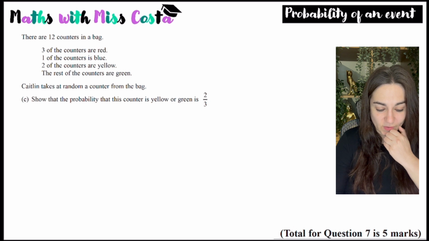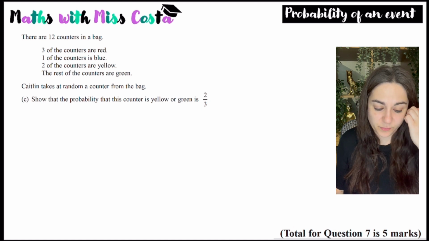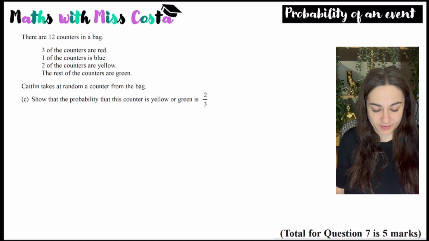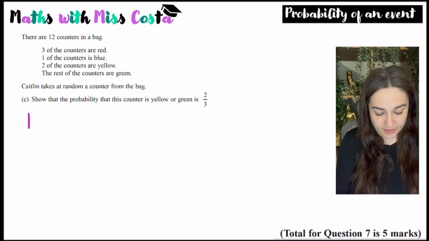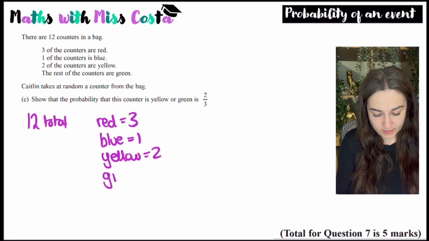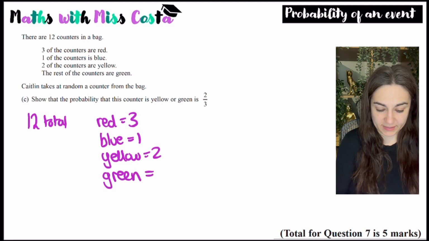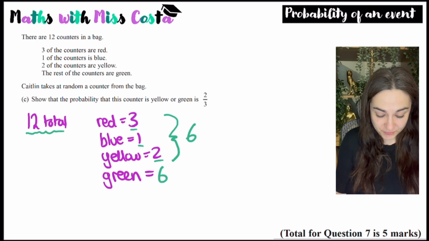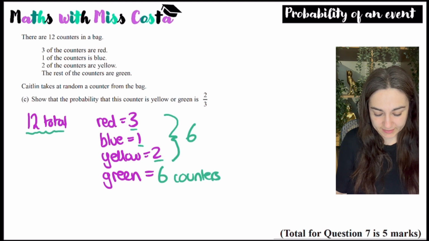Okay, now we are told that there are 12 counters in a bag. 3 of the counters are red, 1 of the counters is blue, 2 of the counters are yellow, and the rest of the counters are green. So I know that there are 12 in total. I know that there are 3 red, 1 blue, 2 yellow, and therefore I can figure out how many green there must be. So if there are 12 in total, I've got 3 plus 1 is 4, plus 2 is 6. So I know that this makes up 6 counters. And if there are 12 counters in total, there must be 6 green counters.